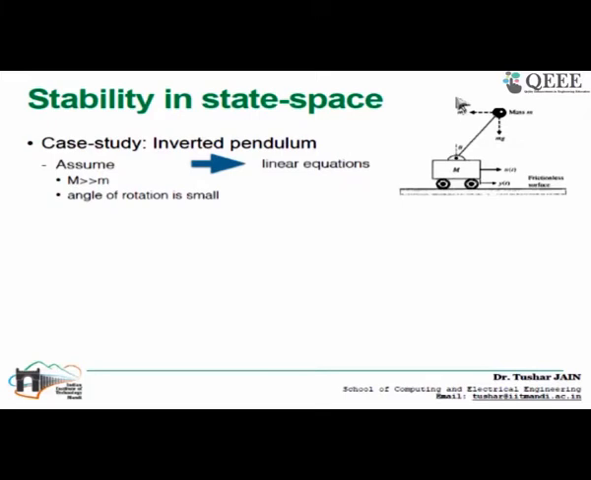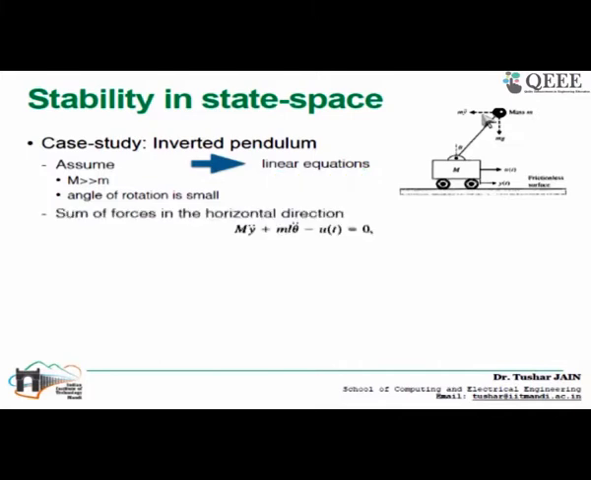What we have assumed here is that capital M is much greater than small m, and the angle of rotation theta is very small. Why do I make this assumption? Because from the very beginning I can have linear equations. Since we are considering only the linear system in state space, it helps us analyze the stability as well. So this angle of rotation theta is very small, and the ball stays very close to the theta equals 0 position.